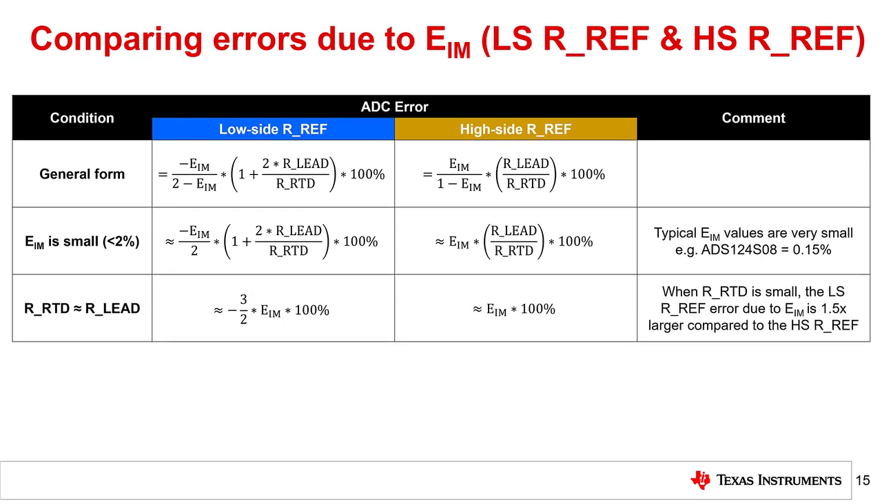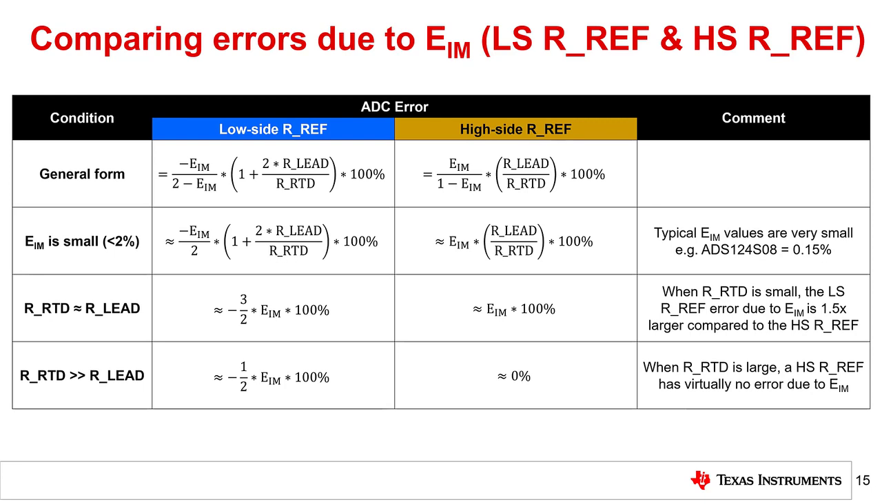Then, let's assume that RRTD is approximately equal to Rlead. This is not a practical assumption because RTD lead resistance is usually very small compared to the minimum RTD resistance. However, this can be considered a worst-case scenario. As shown in the third row, the low side RREF error is 1.5 times higher compared to the high side RREF error, even under these extreme conditions.